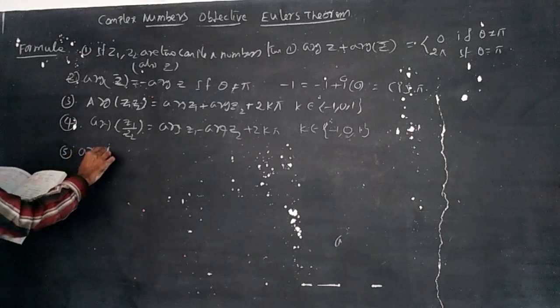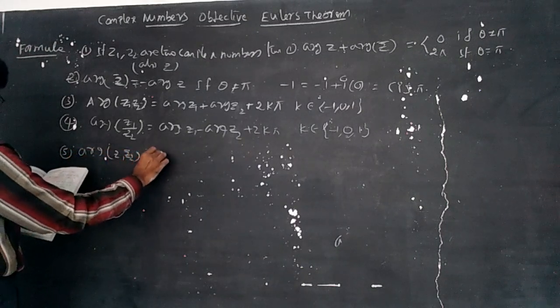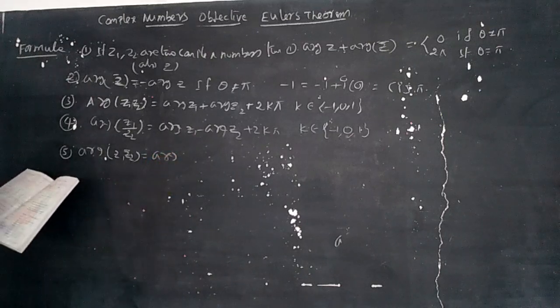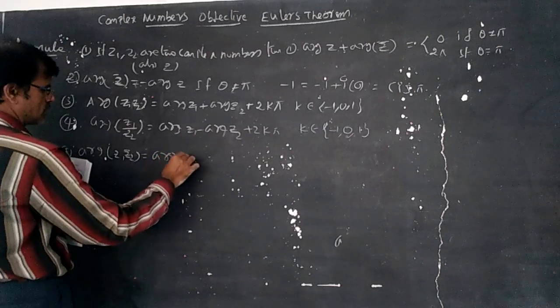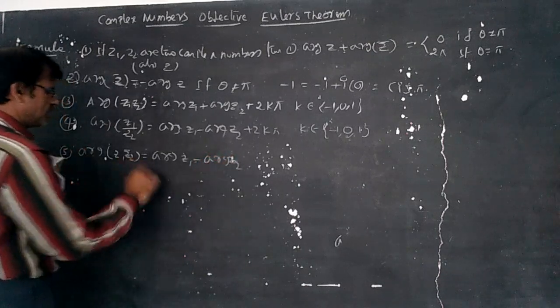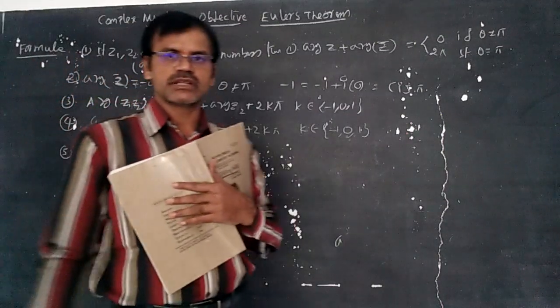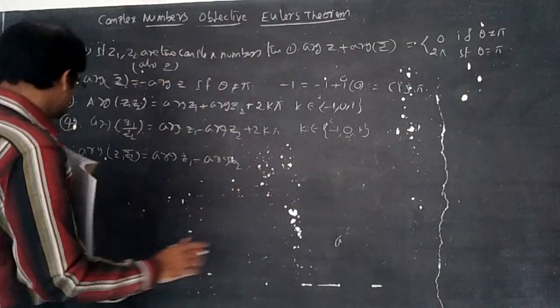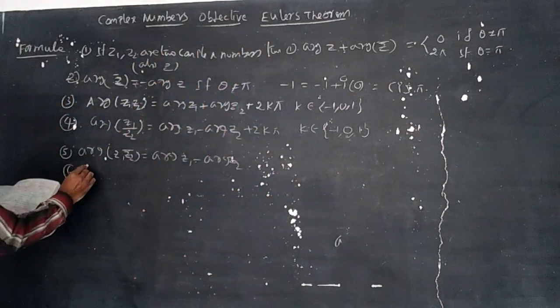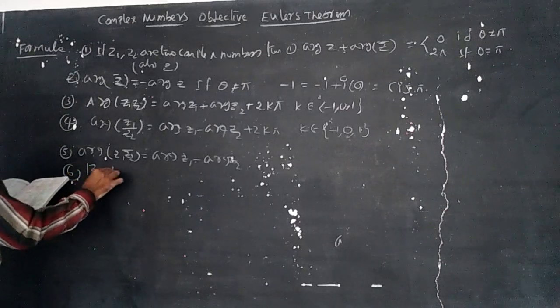So the fifth one: argument of z1 into z2 bar means argument of z1 minus argument of z2 bar. Of course, whenever a bar is there, it indicates negative, and whenever the general form is there, it indicates positive.